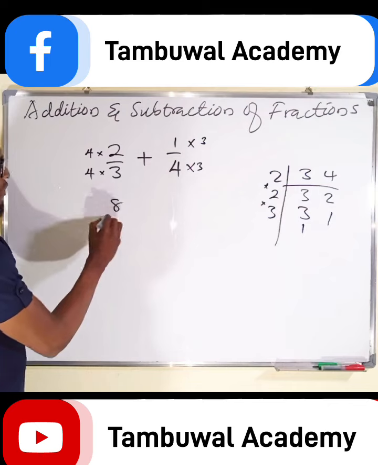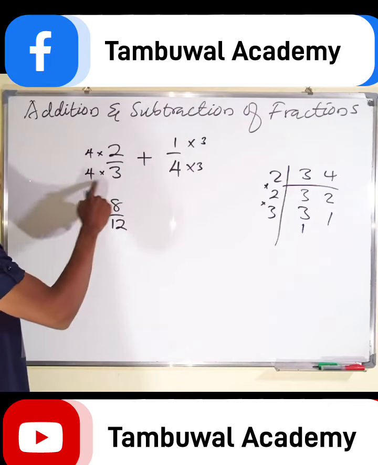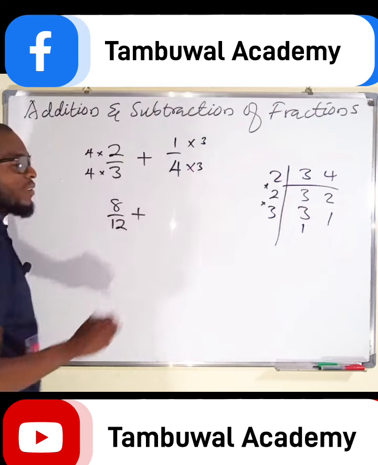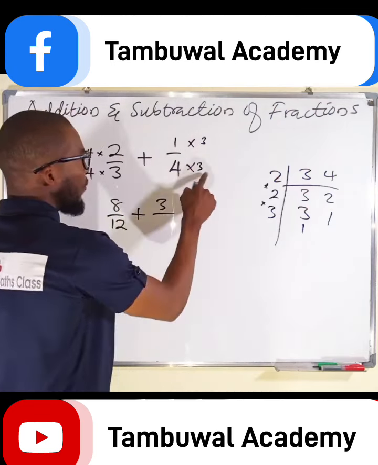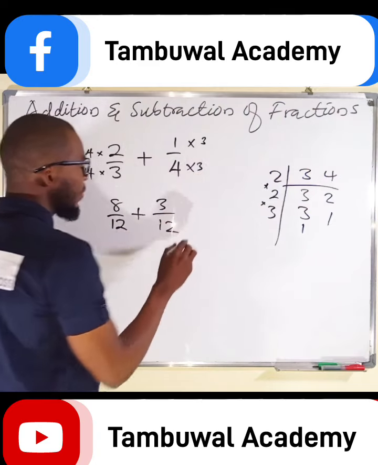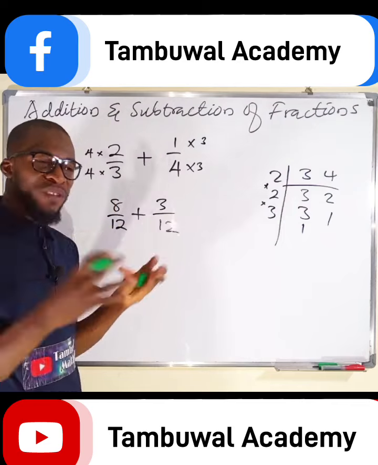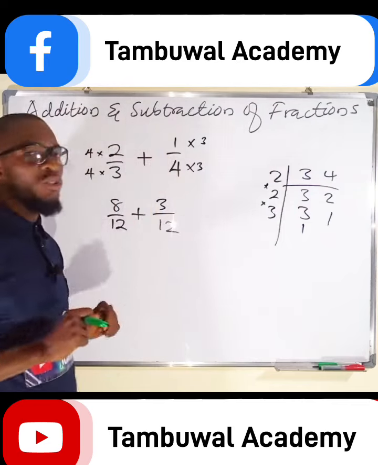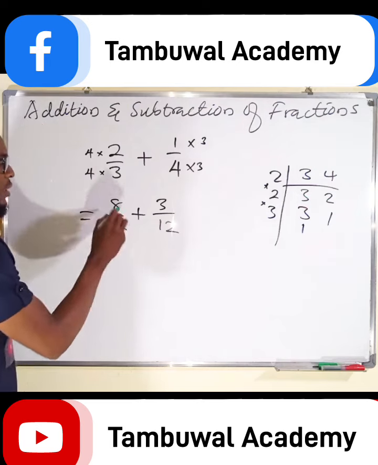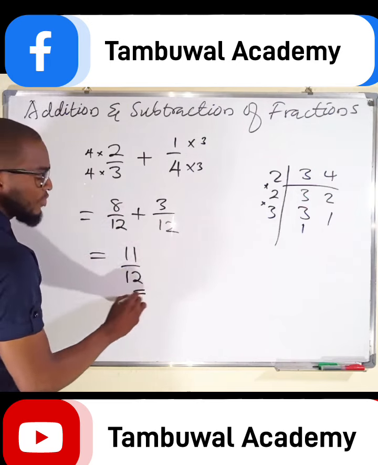This is 8 over 12, because 4 times 2 is 8, and 4 times 3 is 12. Our sign is plus. 1 times 3 is 3, and 4 times 3 is 12. Once 2 or more fractions have the same denominator, you are free to add or subtract their numerators. This plus this is 11 over 12 as required.